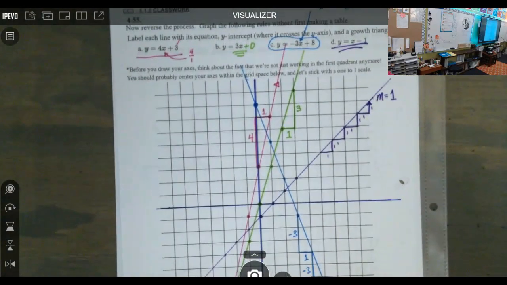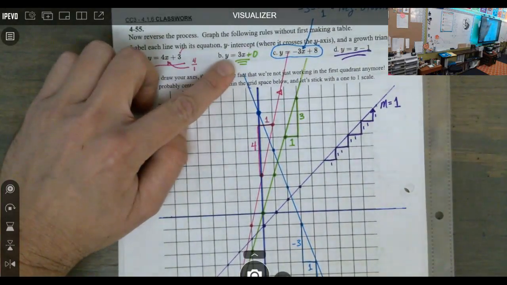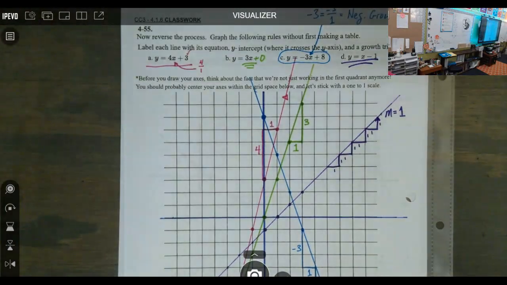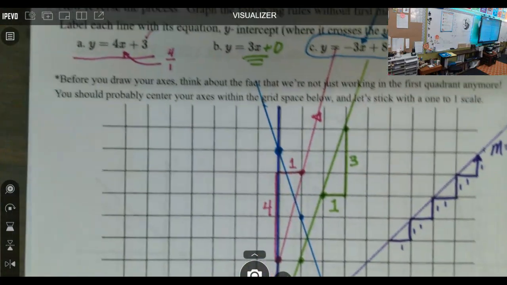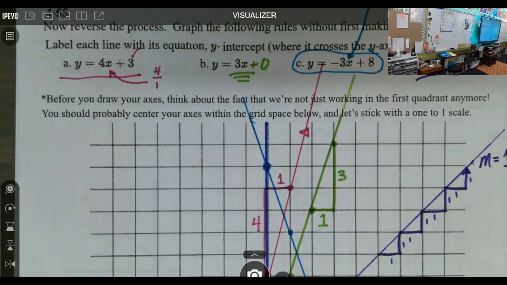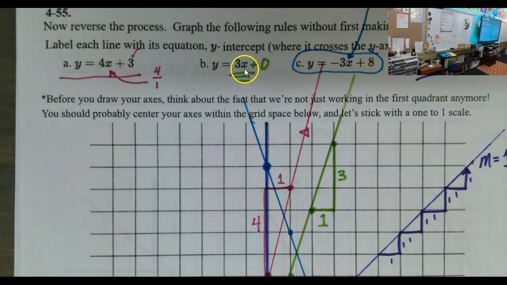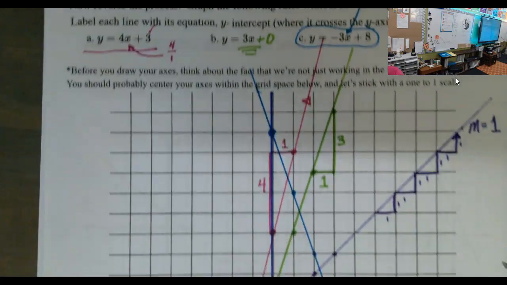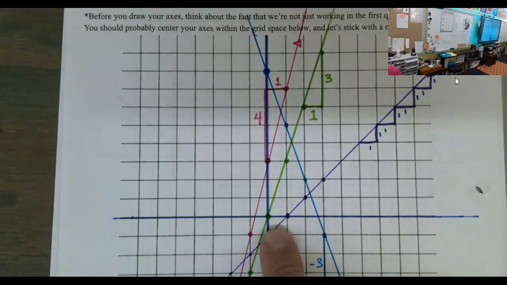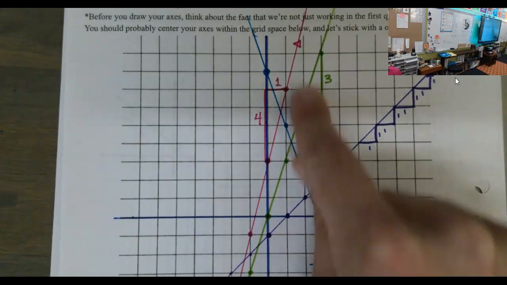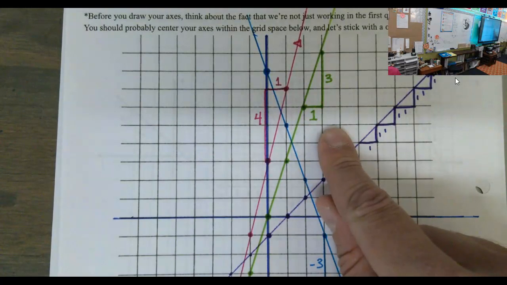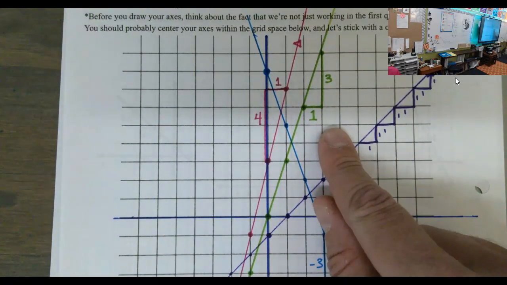But guys, let's talk about 3x. To put that into y equals mx plus b, what would your plus b be? Well, 0. So any line that doesn't have the b, well, it does have a b. It's just 0. So we put the y-intercept at the origin, and then go up 3 over 1, up 3 over 1, up 3 over 1. Questions on graphing 3x?